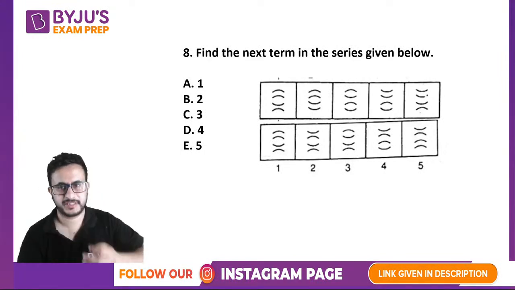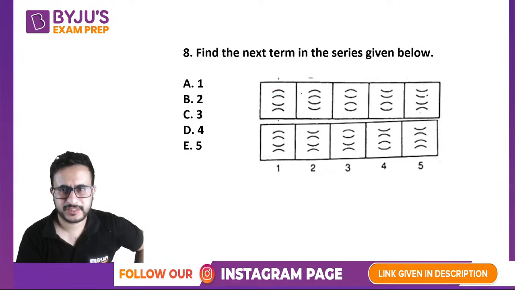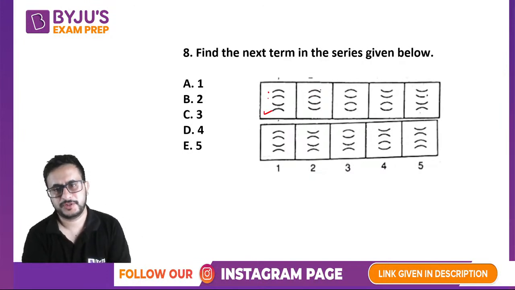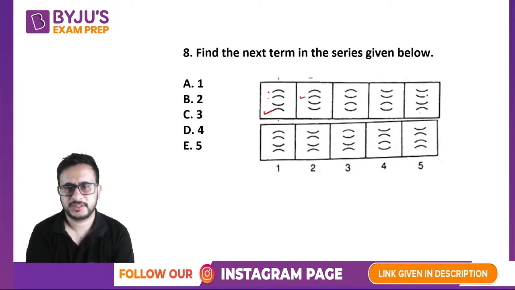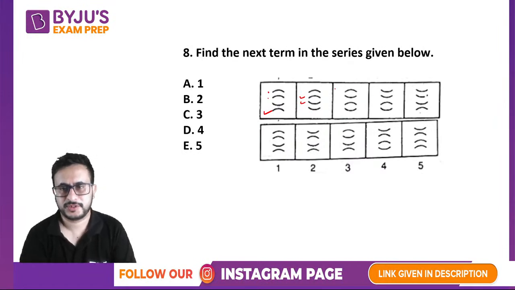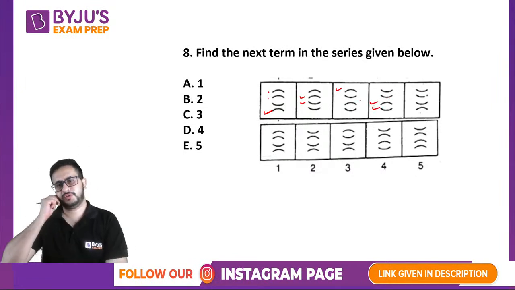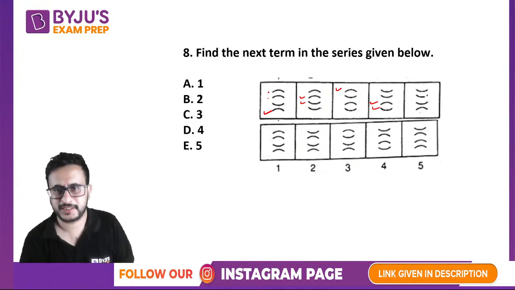So let us see how it is happening. First image to second image, this remains same, this remains same, this remains same, this is changing. Again, this image to this image, this is same, this is changing, and this remains same. Yeah, this image to this image, ये change हो रहा है और बाकी सब same रह रहा है. ठीक है. This to this is same, this is same. These two are changing.